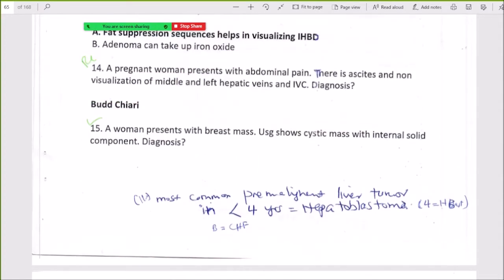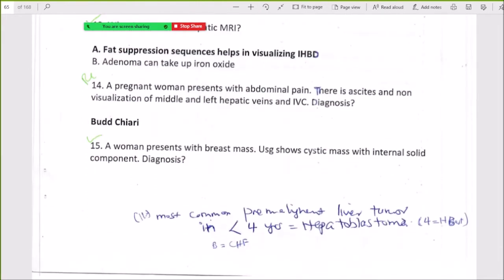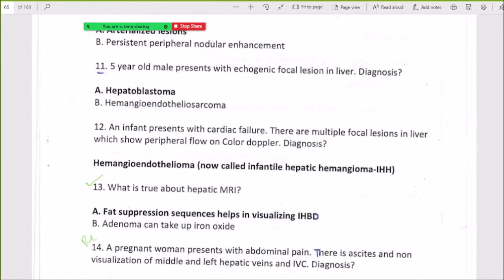Which is the most common malignant liver tumor in a child less than 4 years old? Hepatoblastoma. In a 5-year-old child with an epidemic focal lesion in the liver, the diagnosis is hepatoblastoma. And in hemangioendothelioma, there must be a congestive heart failure history.